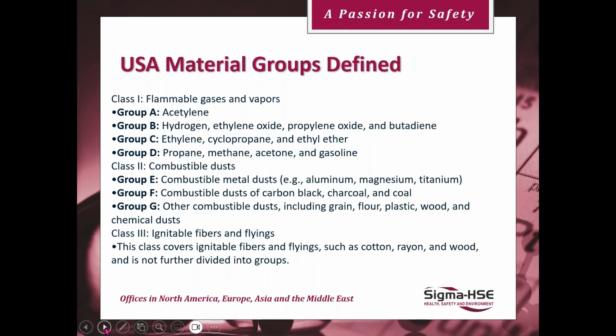And Class 2, combustible dust. Group E, combustible metal dusts such as aluminium, magnesium, titanium. Group F, combustible dust, carbon, charcoal and coal. Group G are other combustible dusts, such as from the food industry, plastic, woods and chemicals. And Class 3 means ignitable fibers and flyings. This class covers ignitable materials such as cotton, rayon and wood, and is not further divided into groups.